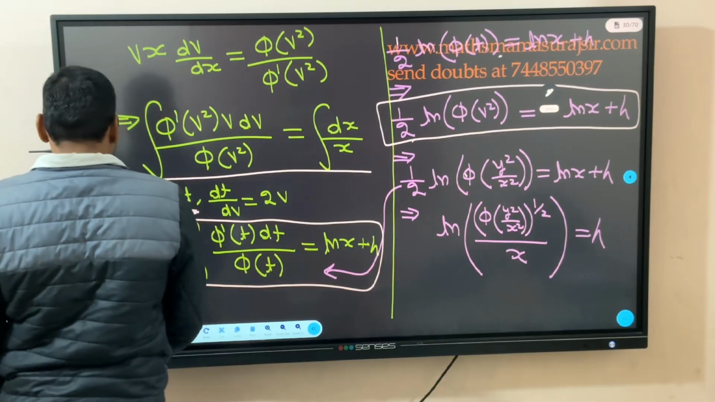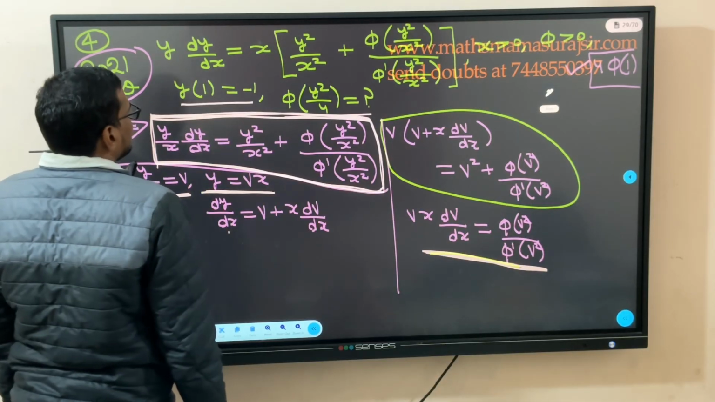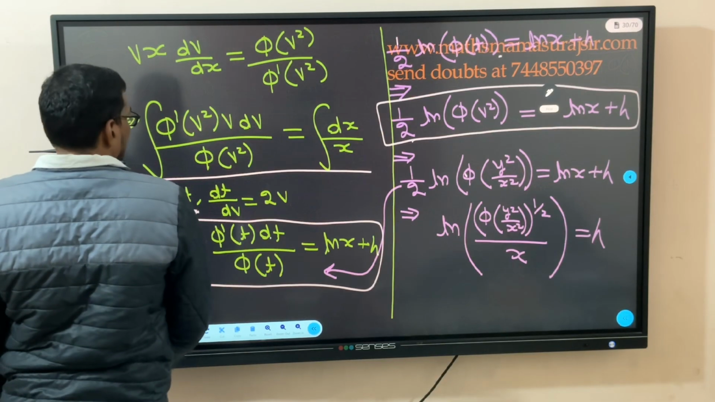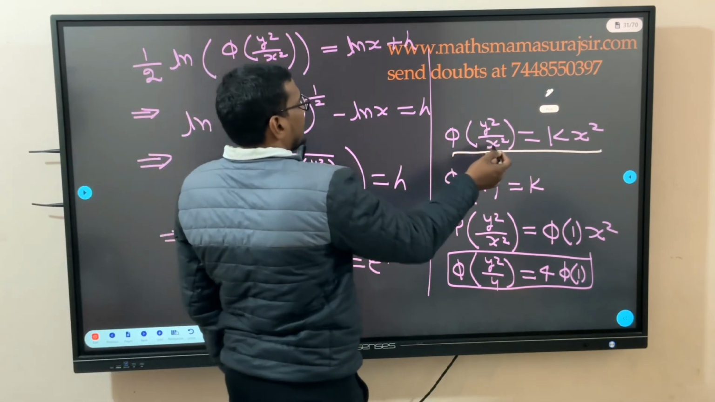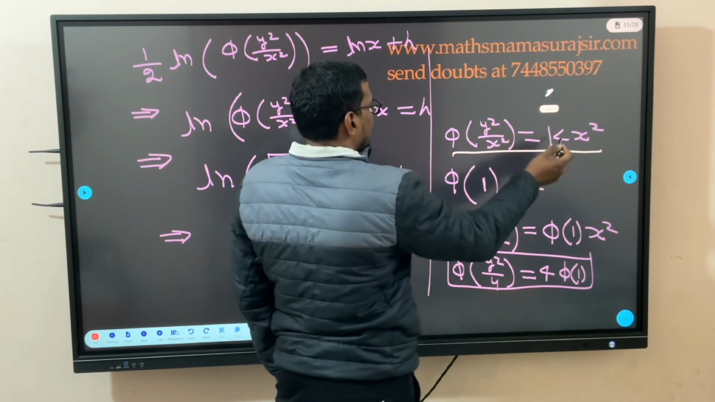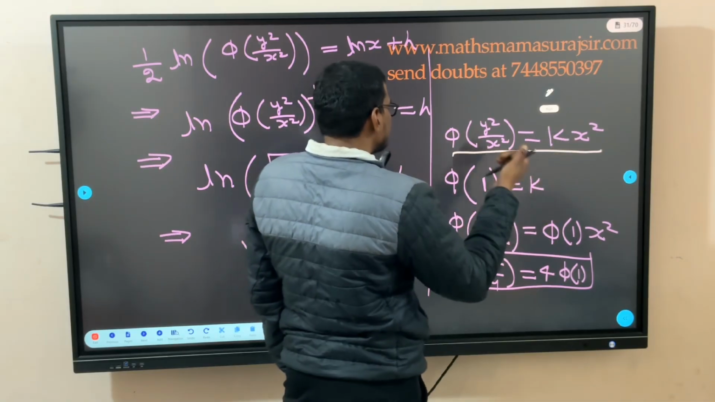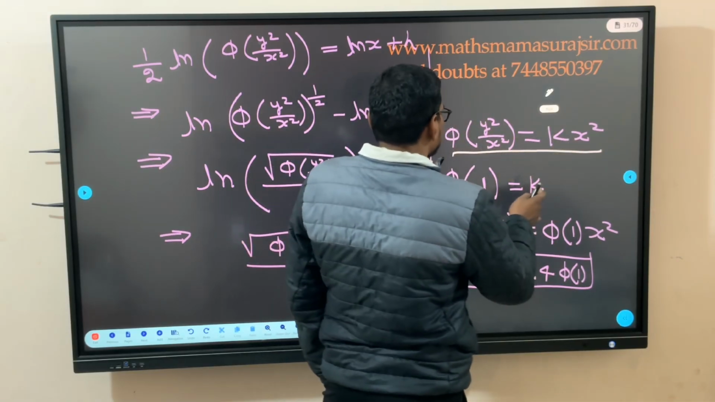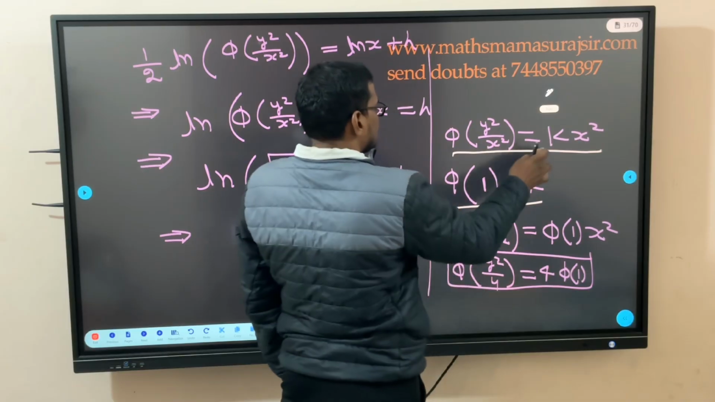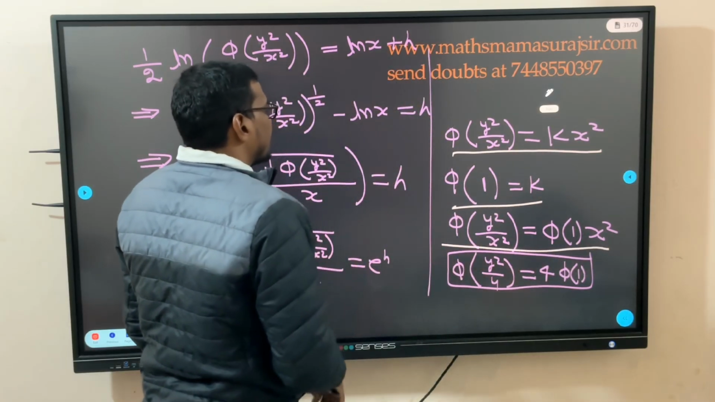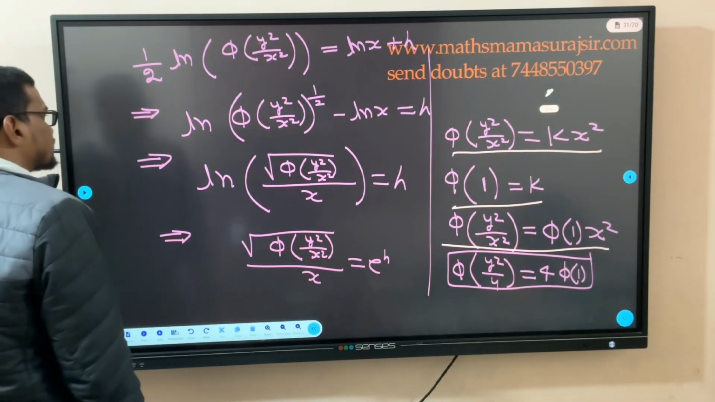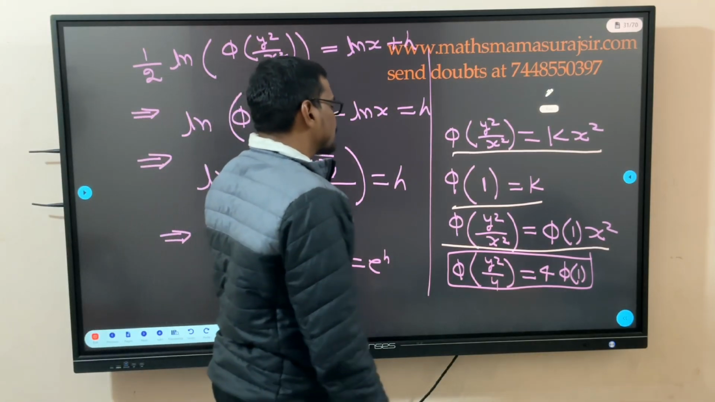See, once we got this, they have given y of 1 is minus 1. Y of 1 is minus 1. So 1 and 1. So we got phi of 1 and here k. But k is this. So k is phi of 1. So this k value we substitute here. We are getting this. Phi of y square by x square equal to phi of 1 into x square.